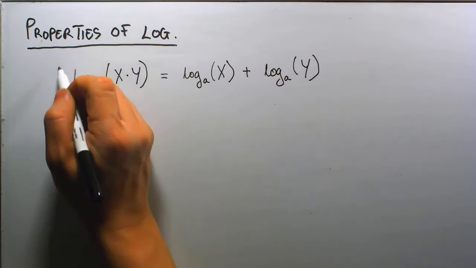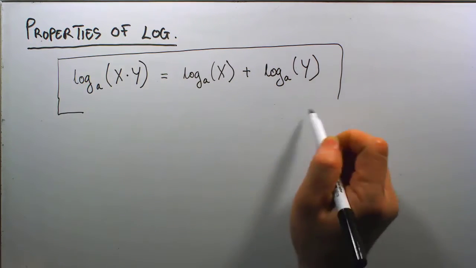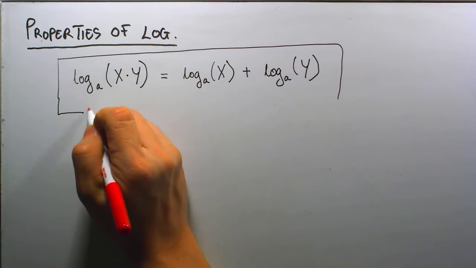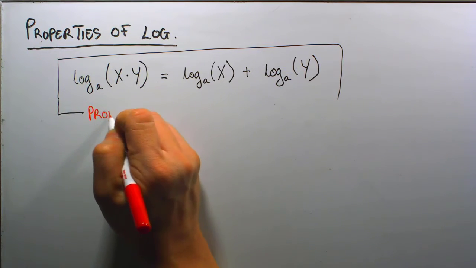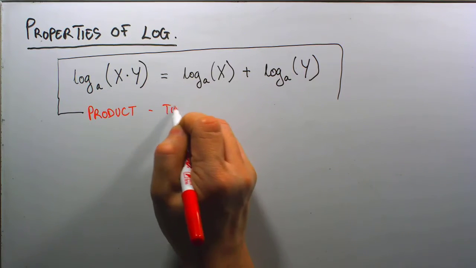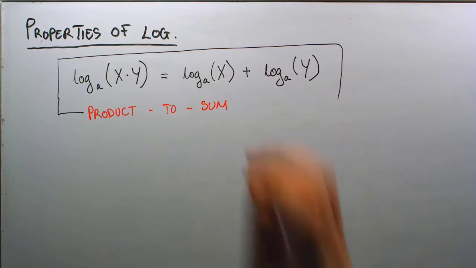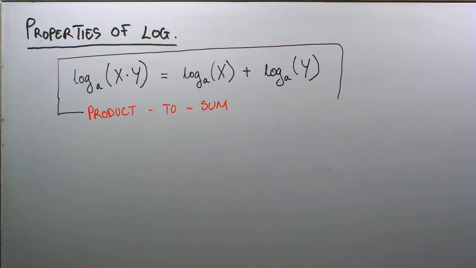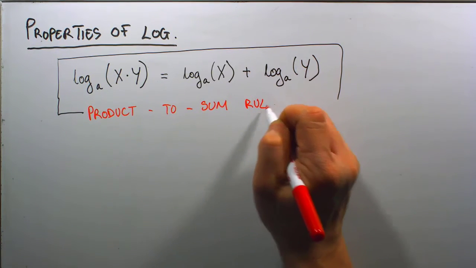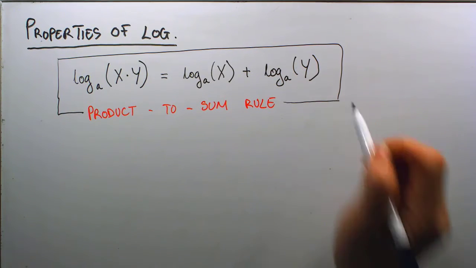So a lot of the time this property is regarded as the product to sum rule, or a product to sum formula, a product to sum property. There are many ways you can say that, but we call it product to sum.